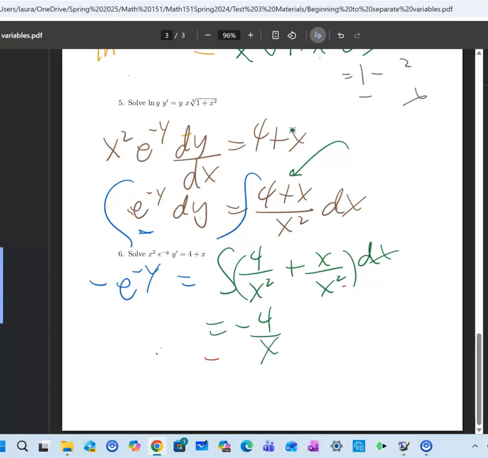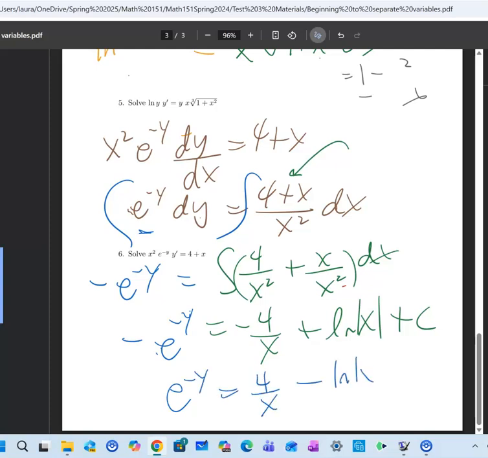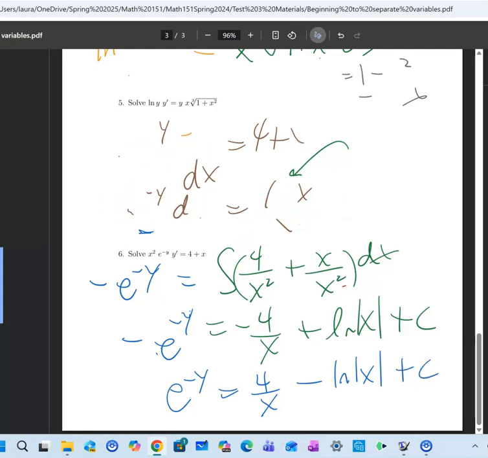This is like a 1 over x. That's an ln of absolute value of x plus a c. And then over here, I've got this negative e to the negative y. Okay, so first I would multiply through by the negative. So I get a 4 over x minus ln of x. And I'm just going to make it plus c, because negative c is c. Doesn't really matter until we're actually given information to solve for the c. Then you can just make it a d and then you make it a c.